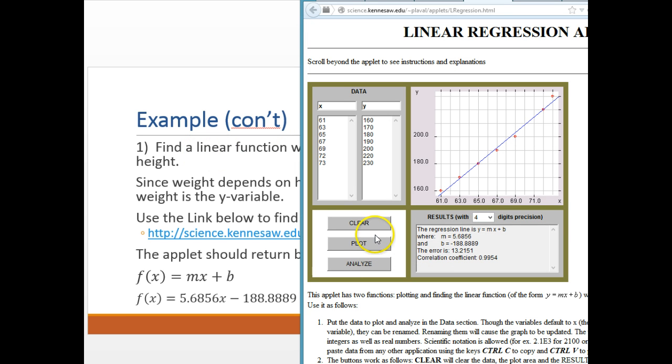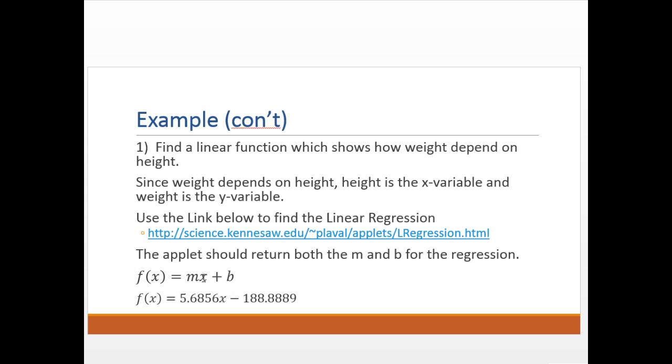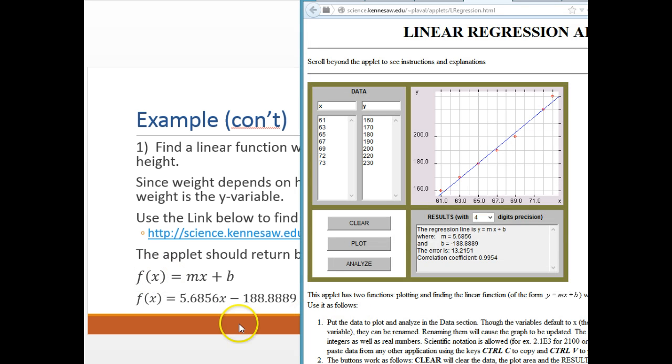Well, again, this gave us our m and our b, so f of x equals mx plus b. Our x was our height, our f of x was our weight. So this is our linear function. F of x equals 5.6856x minus 188.8889.